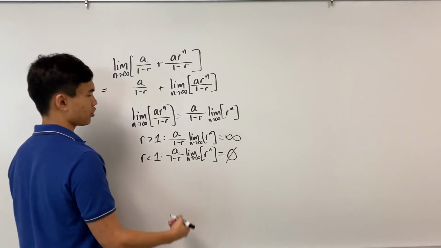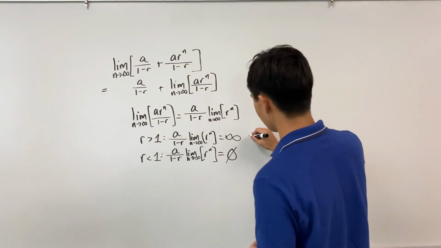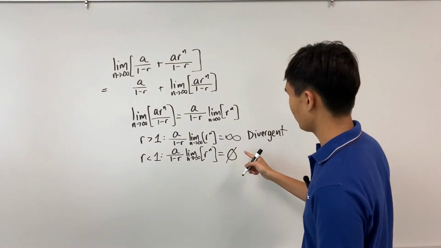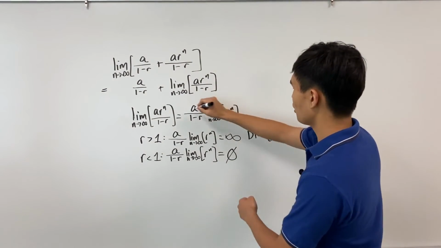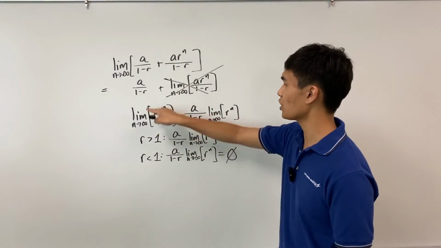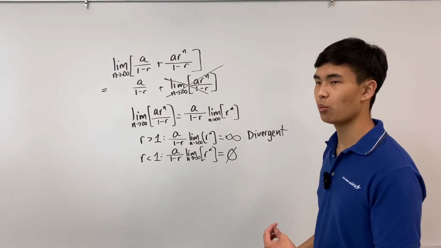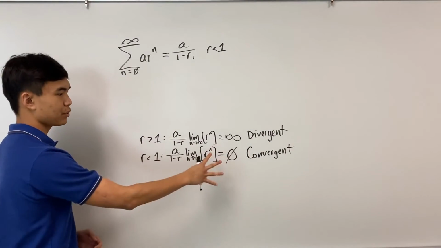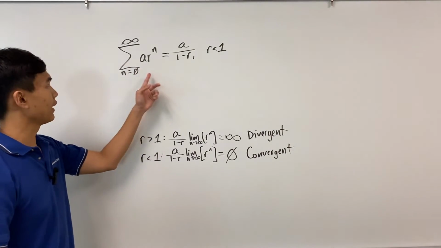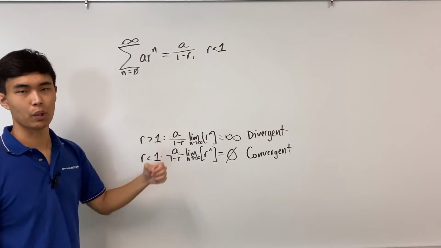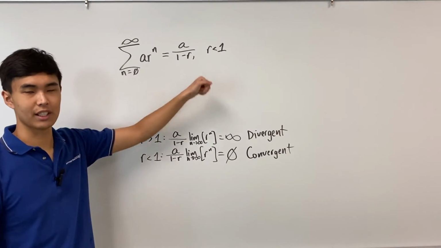Or, if r is greater than 1, the sum of the series is divergent. And if r is less than 1, then this is 0, so this cancels out of the total sum expression, and we're just left with a over 1 minus r, which is finite, so this makes it convergent. And this proof leads to the result that the infinite sum of ar to the n is equal to a over 1 minus r, given that r is less than 1.